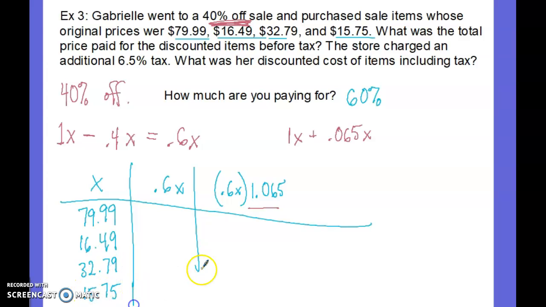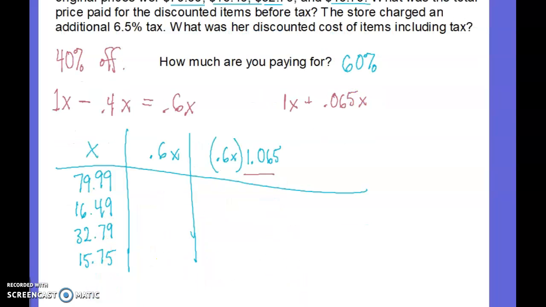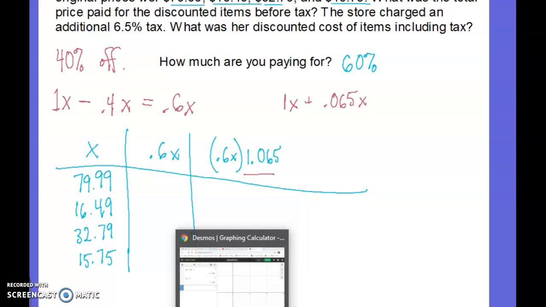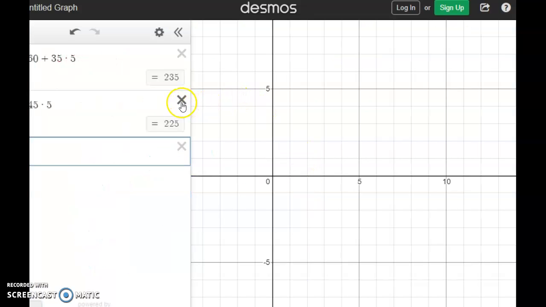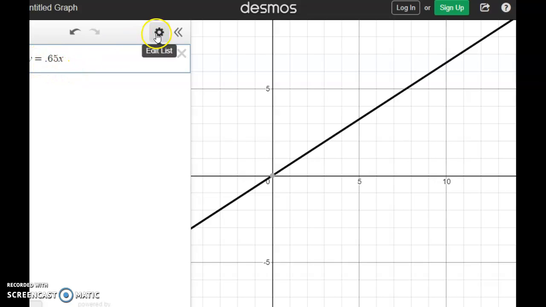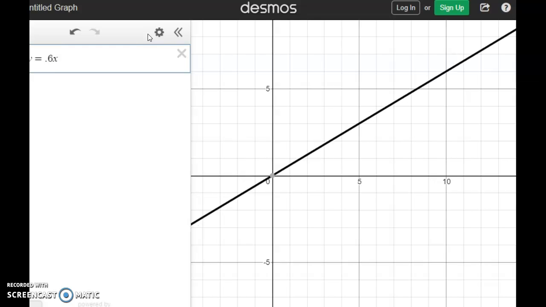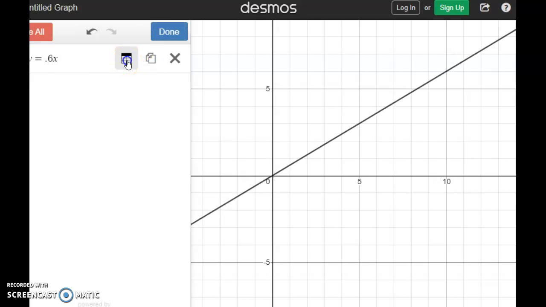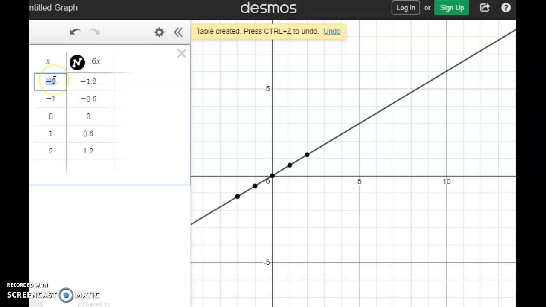Let me show you how to use Desmos, since everybody has access to Desmos. You can just make a table, like I showed you, y equals 0.65x. Sorry, the y got cut off. Oh shoot, that was supposed to say just 0.6x. Sorry about that. Change it to a table, and then you can make any value you want for x. So $79.99.